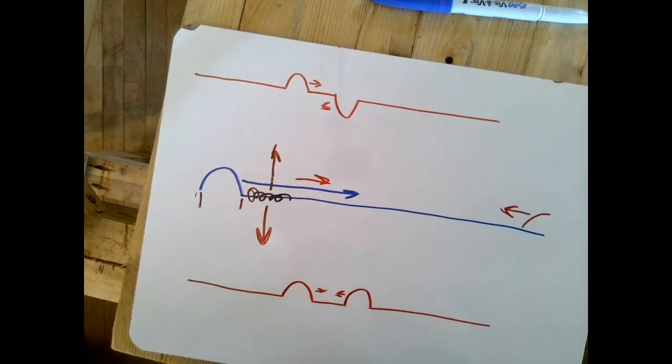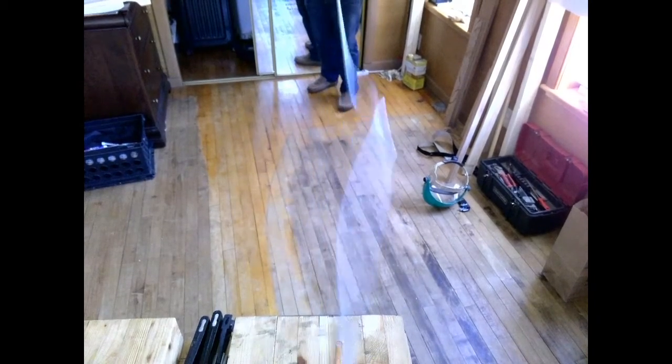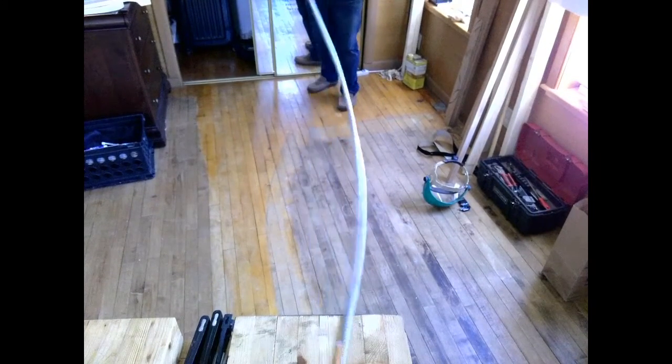So let's go ahead and take a look at it. Here we're going to start looking at wave pulses. I just send one down the spring, and you can see that it just goes back and forth, reflecting back and forth along that spring.